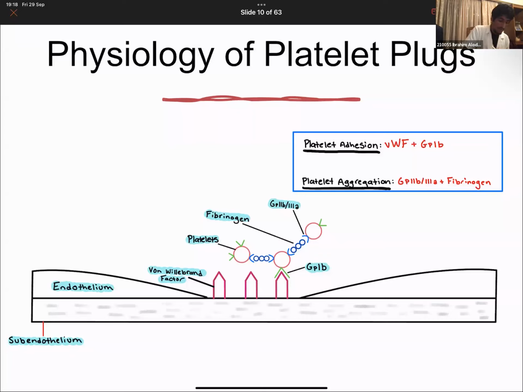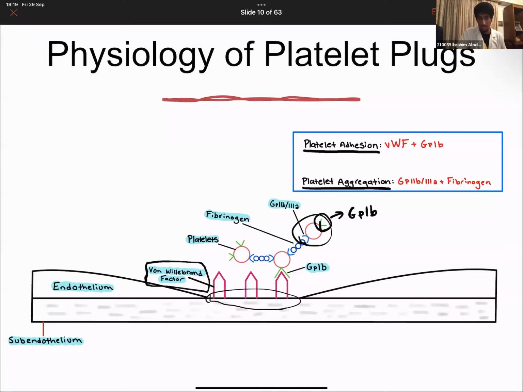So over here, these little pink circles are platelets. And these platelets have different sorts of receptors on them, all right? This green receptor over here is called GP1B, okay? And GP1B binds to something called von Willebrand factor. And von Willebrand factor is something that gets exposed from the subendothelium when there's an endothelial injury. So you can see here, the endothelium is here, and it got damaged. So the von Willebrand factor got exposed, all right?